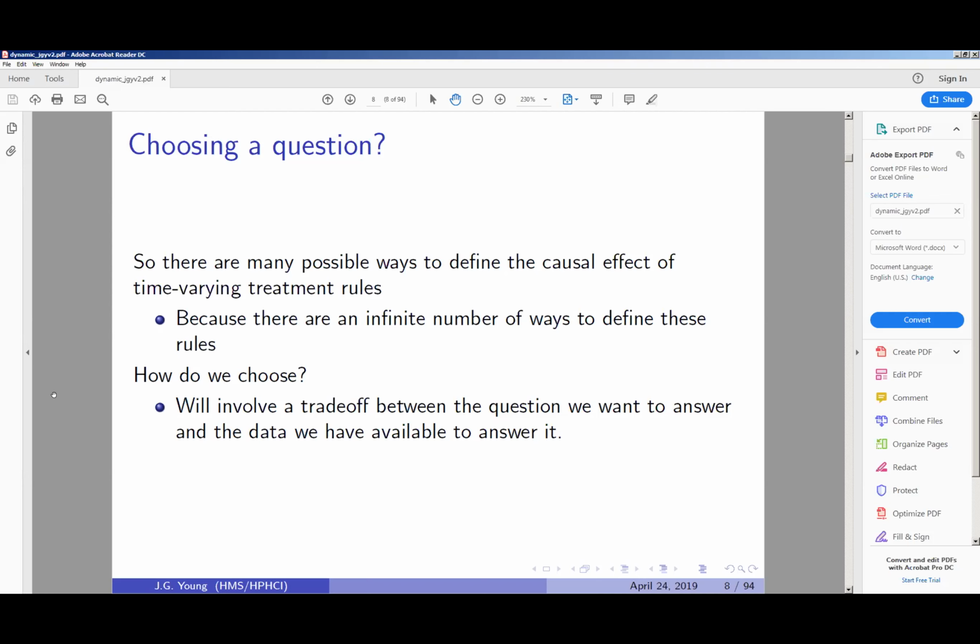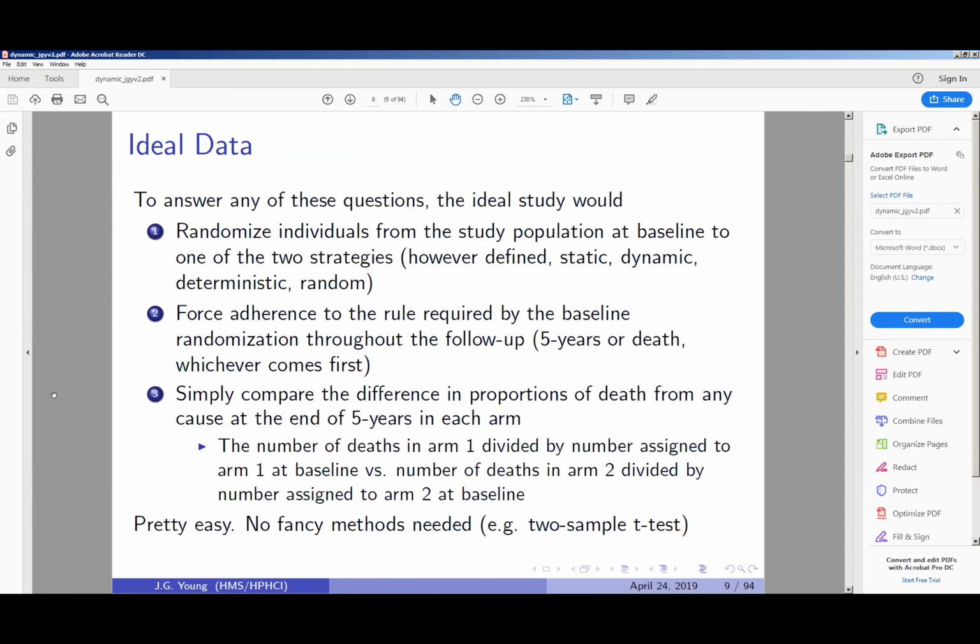And how do we choose these? Well, of course, we would like to choose based on the scientific question of interest. We may have many scientific questions, but there might be one burning one at that moment in time. But this is always going to involve a trade-off between the question we want to answer and the data we have available to answer it. This is because we often don't have, or we almost never have, the ideal data to answer any particular question.